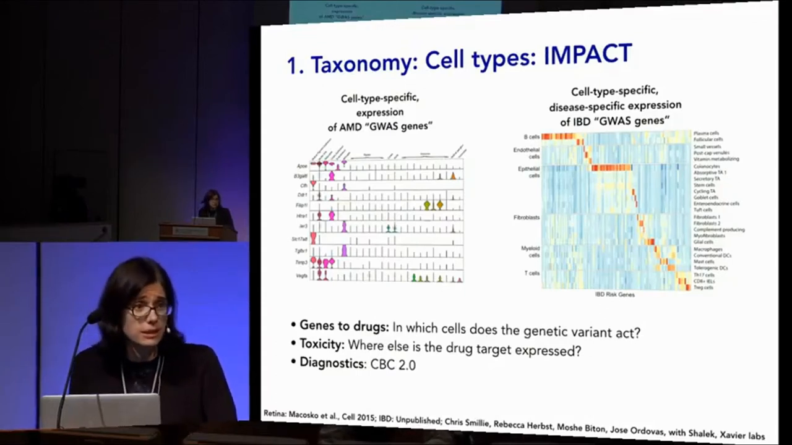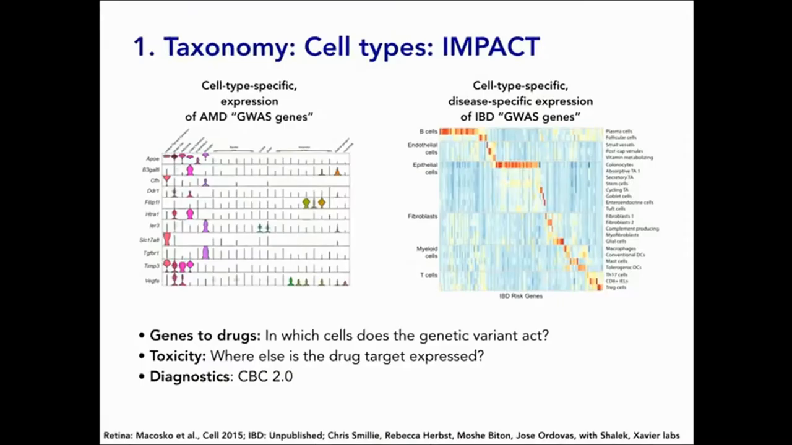Besides a basic understanding of the cells from which we're made, this will allow us to understand better the relationship between genes and disease. For example, a geneticist studying a genome-wide association study will be able to identify the cells in a complex tissue in which the gene is actually expressed and presumably acts, as I'm showing here for cell type specific expression in the retina in the context of genes from a genome-wide association study of acute macular degeneration, or for genes in the gut for GWAS of IBD, inflammatory bowel disease.